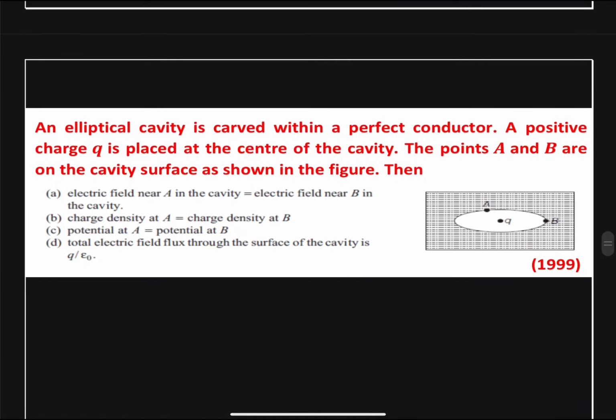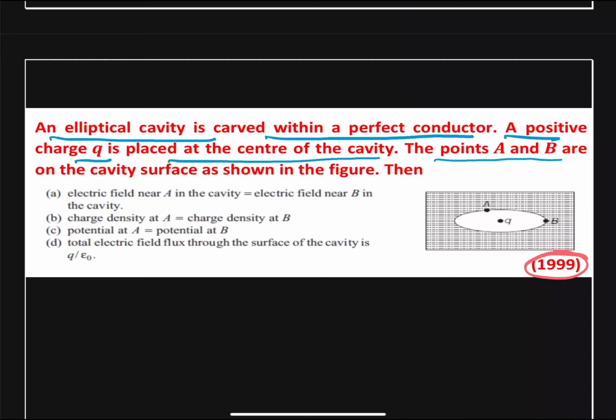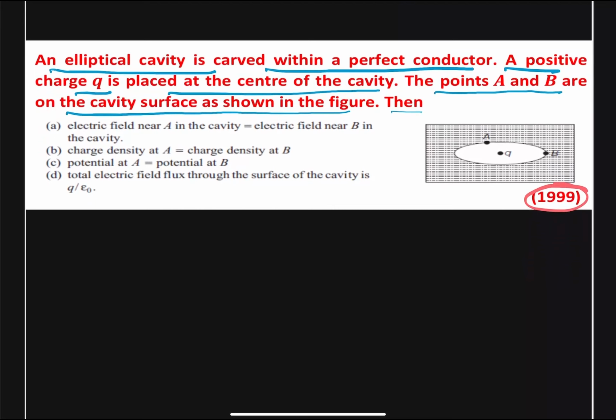It was asked in the year 1999, and it states that an elliptical cavity is carved within the perfect conductor. A positive charge Q is placed at the center of the cavity. The points A and B on the cavity surface are as shown in the figure. Then we have to find out what will be the electric field, charge density, potential and total electric flux.